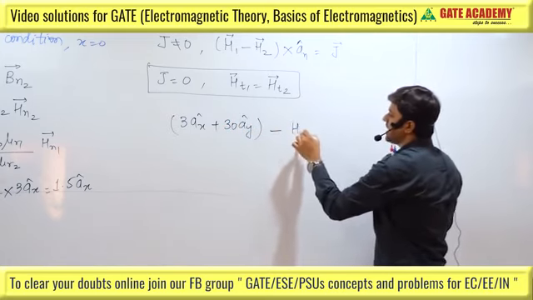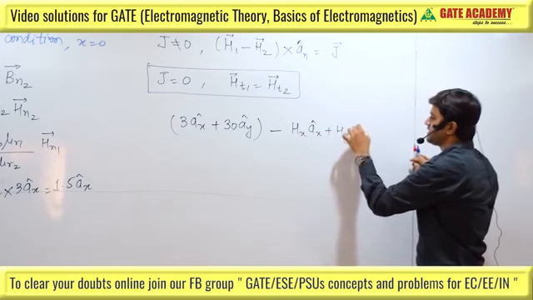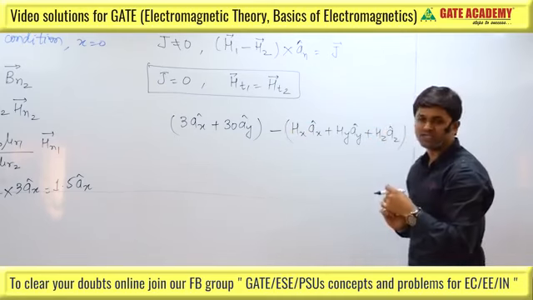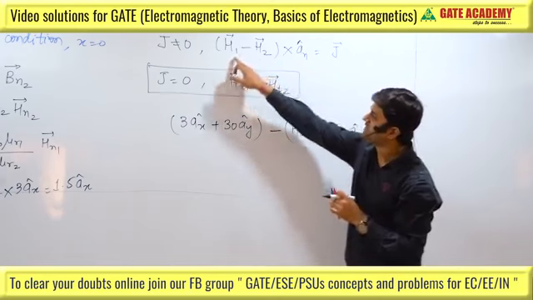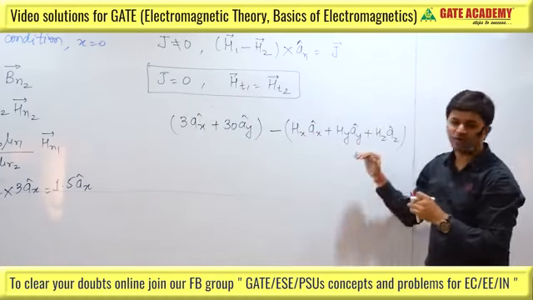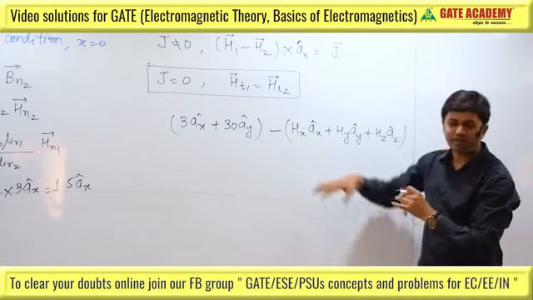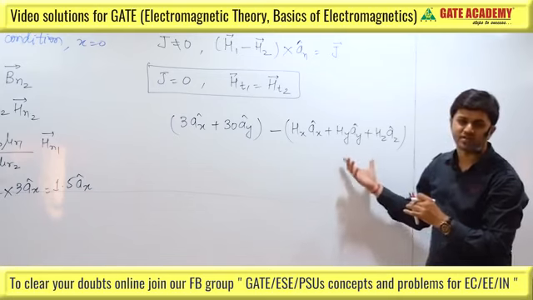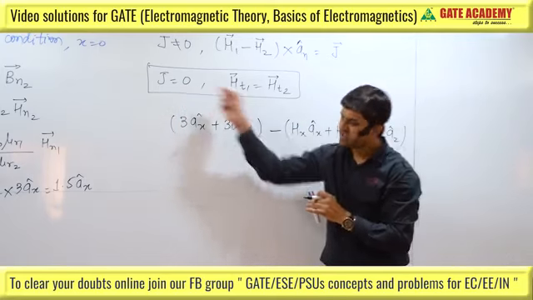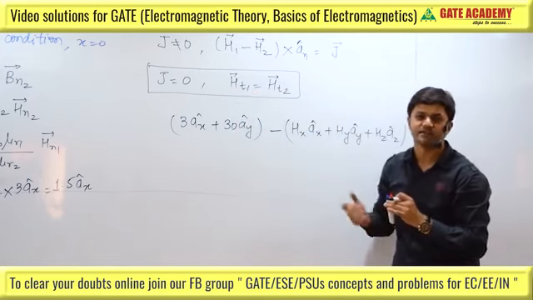Minus H2. H2 may have x component, y component and z component, because I am taking a general expression. Here for H1 and H2 we are not considering only the tangential or normal component, so we write all the components, because H2 can have x, y and z components. We will see that the normal component automatically goes to 0 and we are left with only the tangential component. But when J is 0, then we directly write that the tangential component of magnetic field intensity in region 1 is the same as that in region 2.